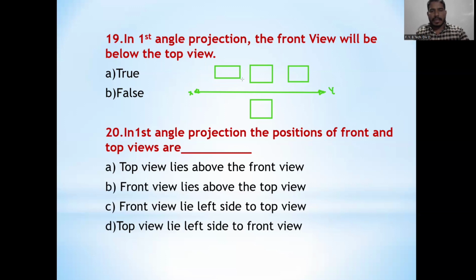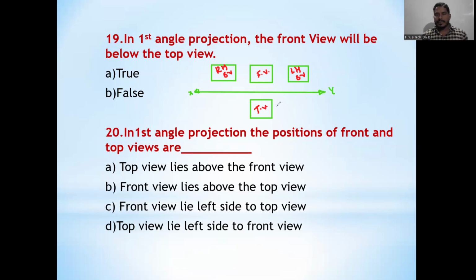Okay, like this, the views will be there in case of the first angle method of projection. So these are the views. This is the front view, this is the top view. This is the left hand side view, which is on the right hand side of the front view, and this is the right hand side view, which is on the left hand side of the front view. Okay, like these views are there. So we come to this statement: in the first angle projection, the front view will be below the top view.